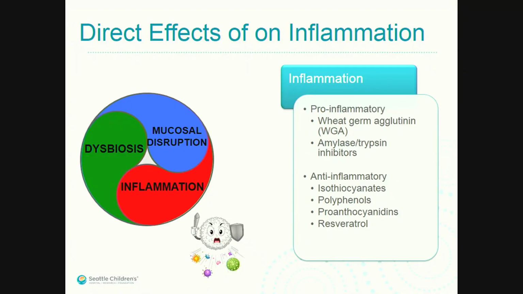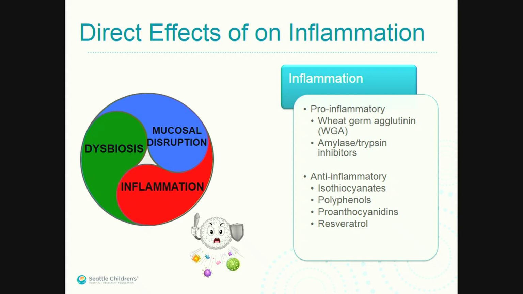Again, pointing to the fact that the foods that we eat have a direct impact on the well-being of our intestines. And there are likely direct effects of inflammation. There are components within the foods that we eat that we know are directly pro-inflammatory or anti-inflammatory. And we see this in a number of different foods.